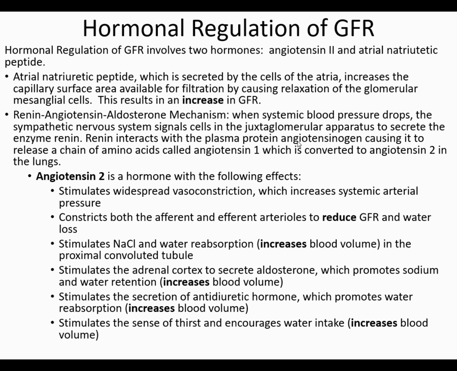So a great way to reduce blood volume is by peeing out water. So this hormone is going to increase GFR. It does so by increasing the capillary surface available for filtration by relaxing what we call the glomerular mesangial cells.